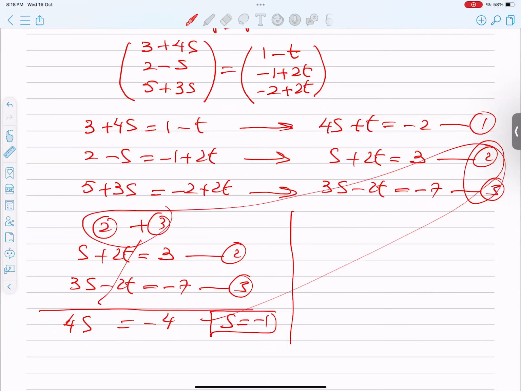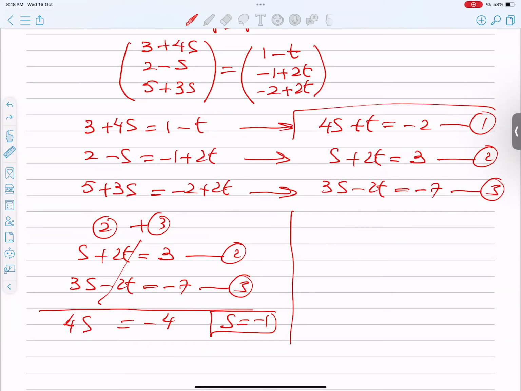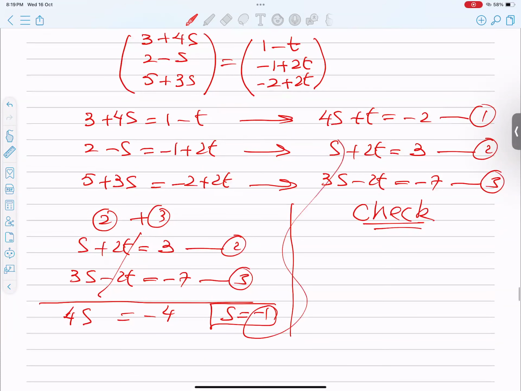The reason is that I'm using equations 2 and 3, so I will keep one equation untouched, just for checking purposes, which I will do later. So this s value I will copy here and put in equation 2: -1 plus 2t equals 3. 2t is equal to 4 and t becomes 2.